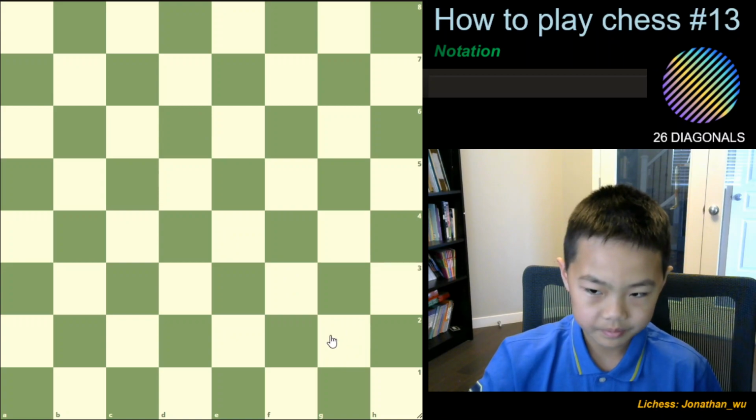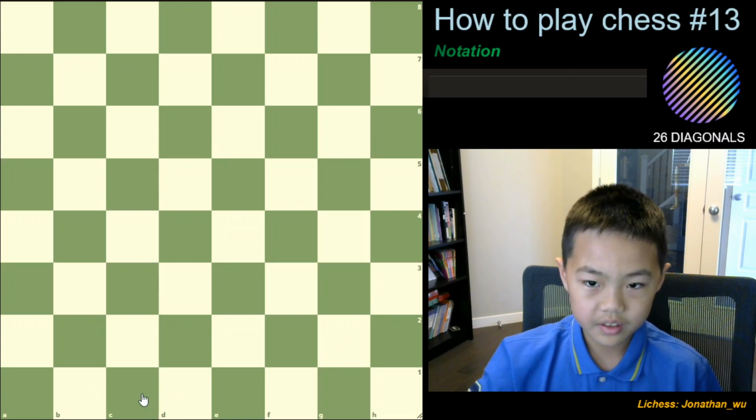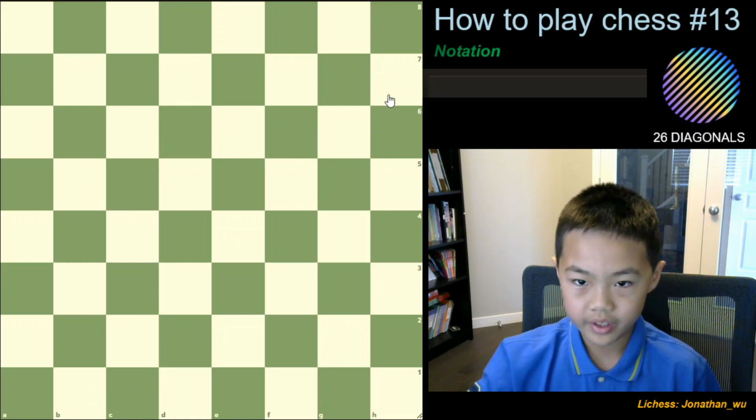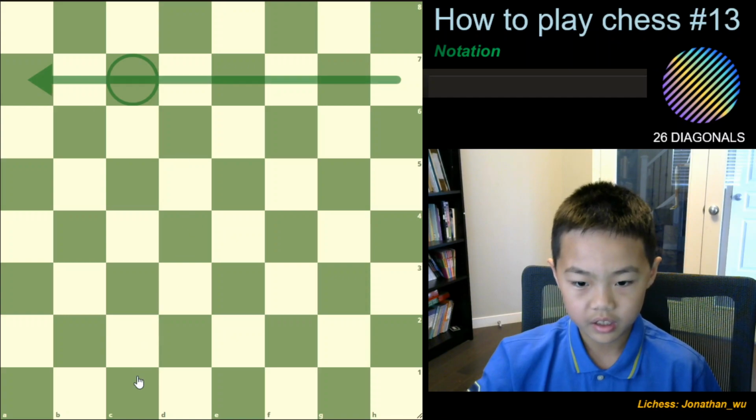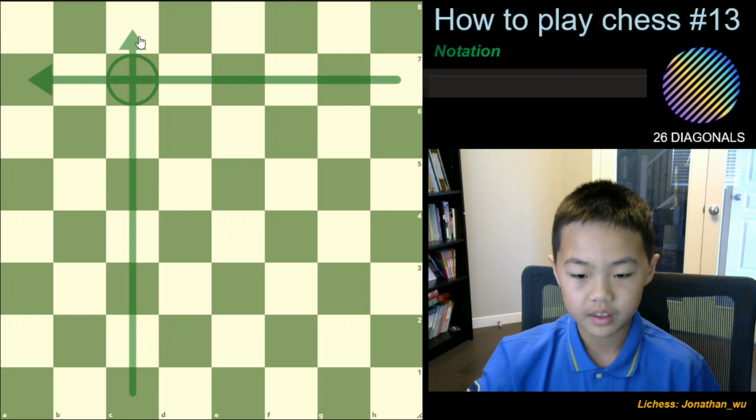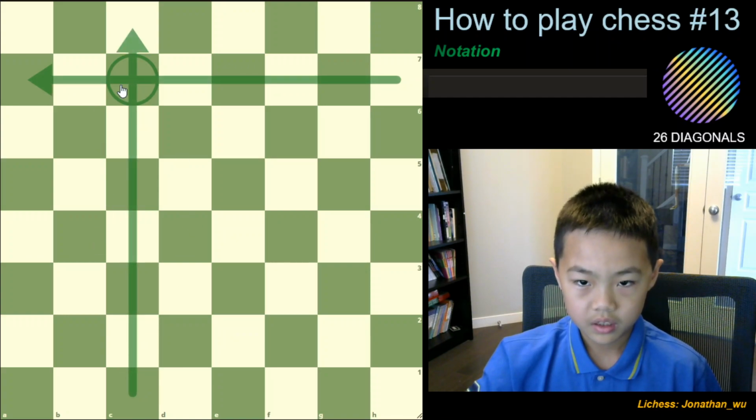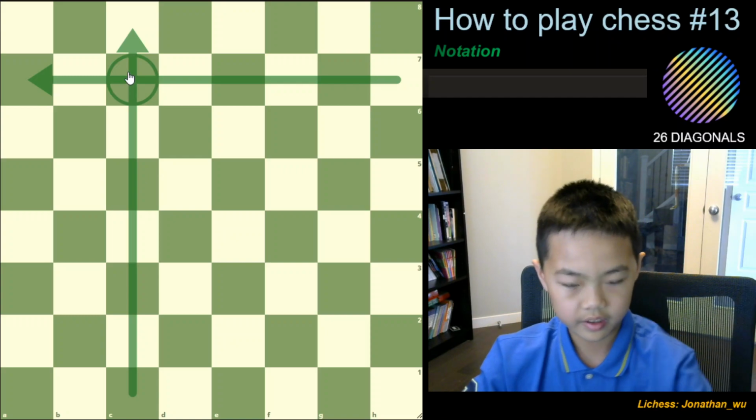It's pretty useful. So I'm just going to give you one more example. Maybe C7: this is the 7th rank, and this is the C file. So there can only be one square out of these, and it's C7 right here. I'll highlight it red if you want.